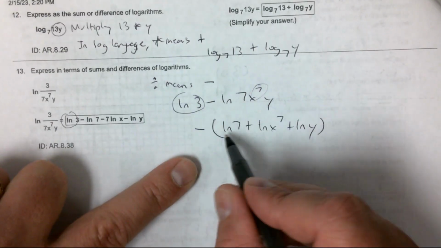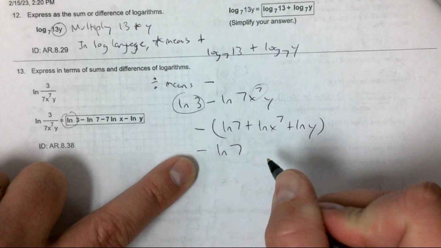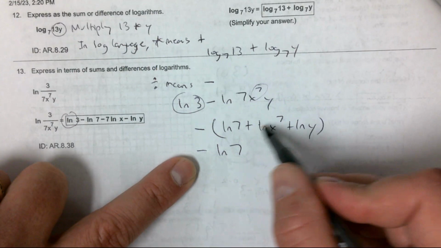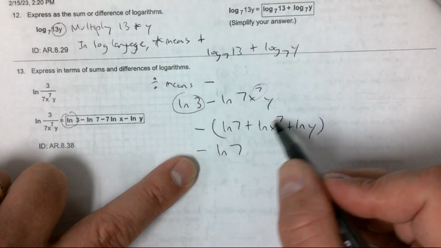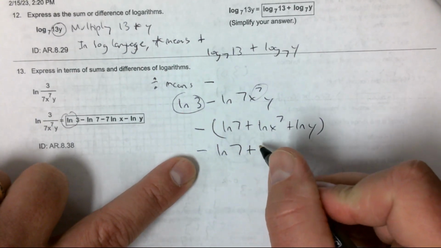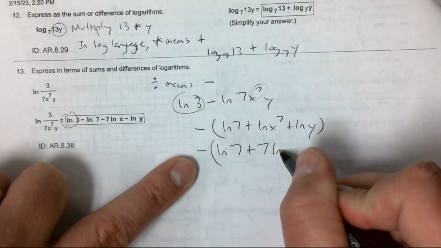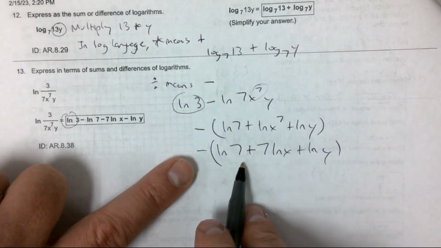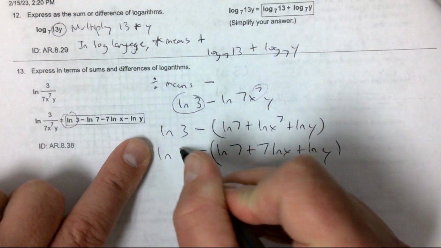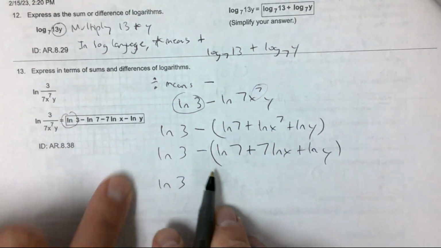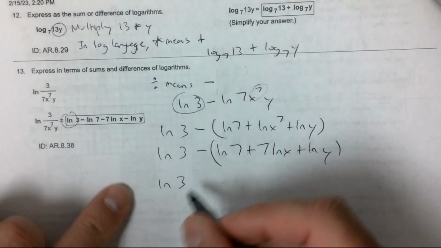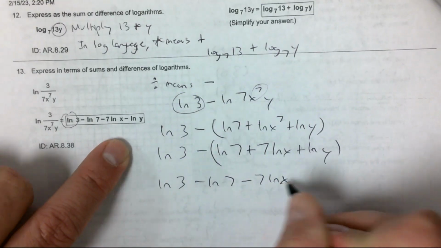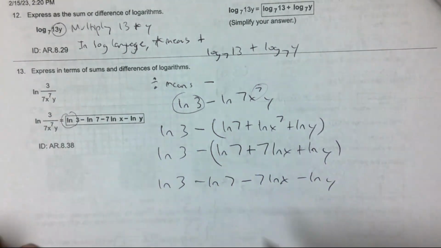So now we're going to distribute the negative sign. And if you have an exponent up here, it goes in front, kind of like when we were doing the derivative. So the 7 goes in front. And then leave this ln y. Then our last step, let me go ahead and write down these ln 3's. Our last step is distribute the negative sign. So this is minus ln 7 minus 7 ln x minus ln y. And that gives you your answer.